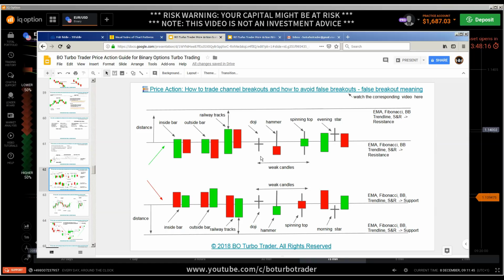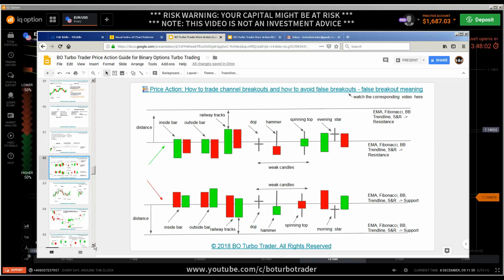I cannot show you all kinds of formations. There are millions of different formations of fake breakouts. You have to understand the concept, and the concept is based on the distance between the support and resistance. So watch this video, understand it, and apply this to your trading.